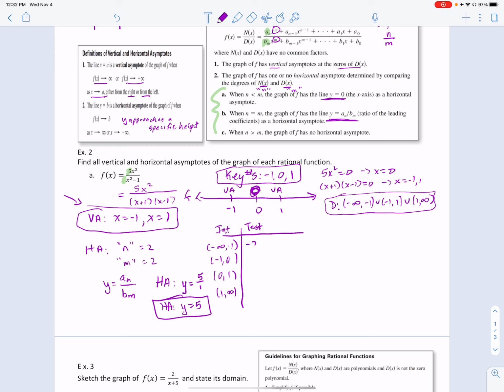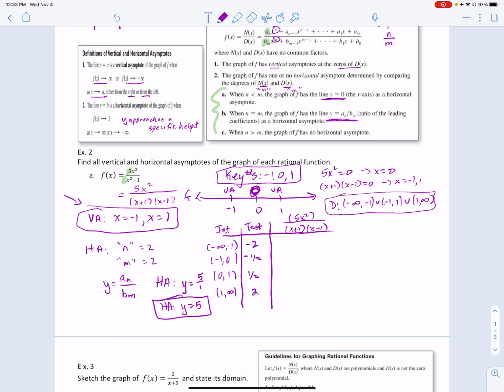So to the left of -1, I'd use -2. Don't use the endpoints themselves. Between -1 and 0, I would use -1/2. And between 0 and 1, I'd use +1/2. And to the right of 1, between 1 and infinity, I would choose 2. And then what we do is we just check out the factored form. We have 5x squared over x plus 1, x minus 1.